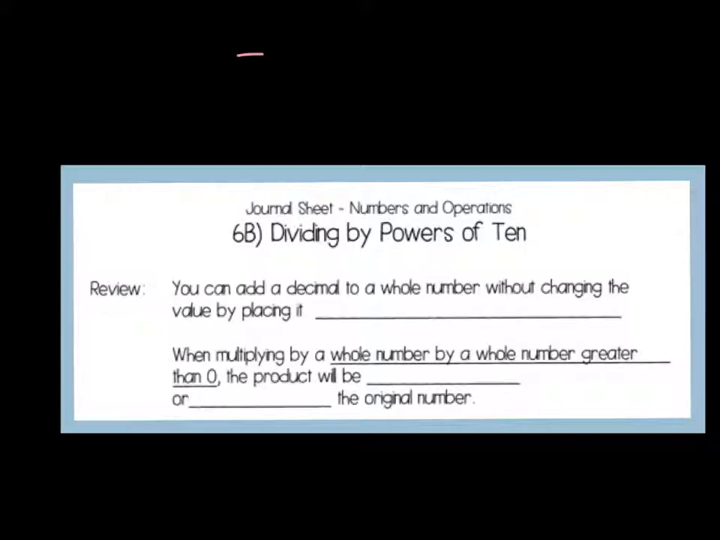So let's think about if I have the number 5 and I want to add a decimal to this. I can't add the decimal here because now it has become 5/10 and it has a lesser value. But if I place a decimal here, then it doesn't actually change the value of the 5. So for my paper, I can add a decimal to a whole number without changing the value by placing it after the number.